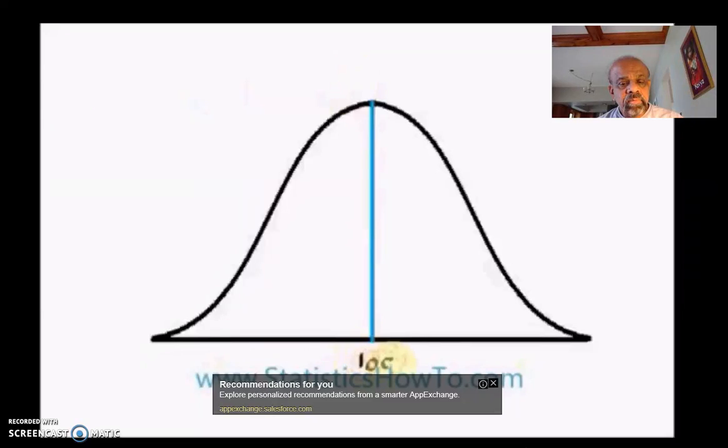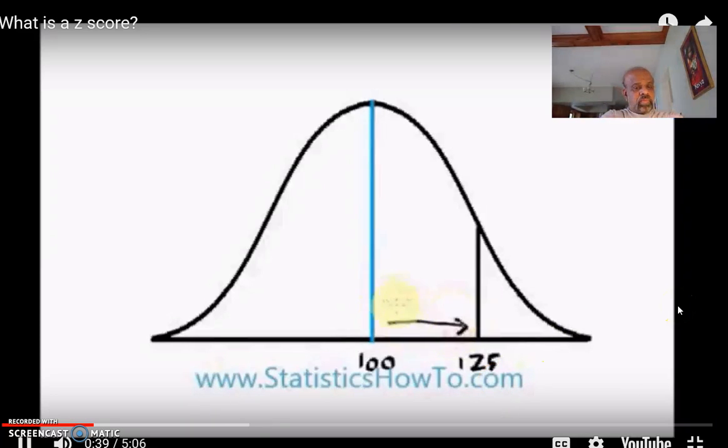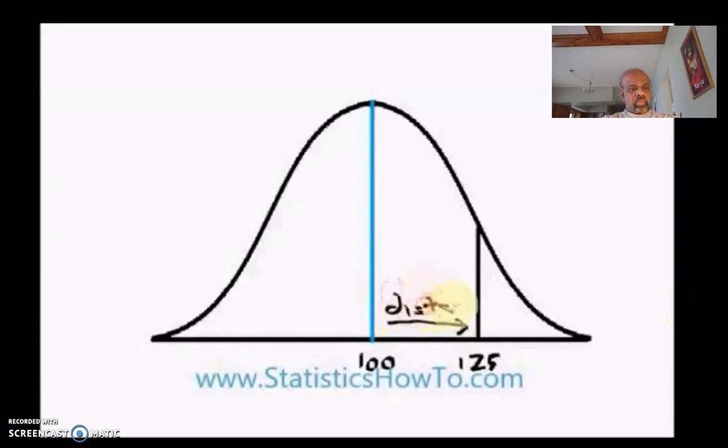Let's say we have a normal distribution curve, more familiarly known as the bell curve. I'm going to have some mean. Let's say I have a mean of 100. And then I'm going to have some observation. Let's say I have an observation of 125. What I want to know is how far away is my observation from the mean? What is the distance?